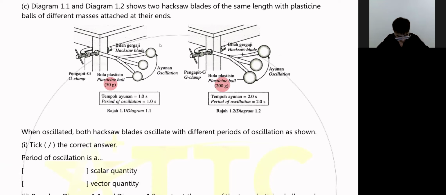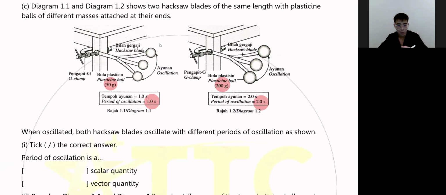Now, for the period of oscillation, that means the time taken for the hacksaw blade to oscillate. When the plasticine ball is 50 grams, the time taken for the hacksaw blade to oscillate one time is 1 second. So that's the period, the time taken for one oscillation. And for the plasticine ball that is 200 grams, the time taken for the hacksaw blade to oscillate one time will be 2 seconds.